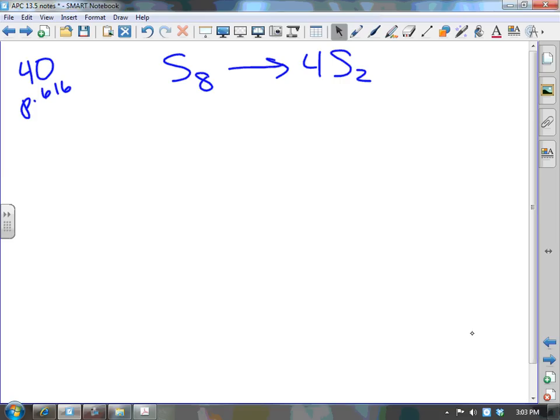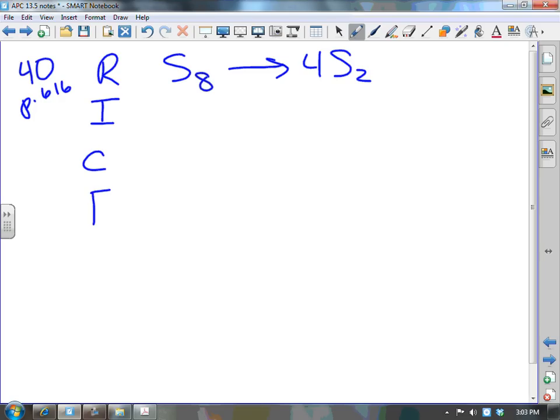All right, page 616, number 40. What we have here is a reaction involving sulfur that's basically changing its state from one form of a gas to another. They're saying a sample is placed in an empty container at an initial pressure of 1 atmosphere, where it decomposes to S2. At equilibrium, the partial pressure of S8 is 0.25 atmospheres. Calculate the value for K. So here's our reaction: S8 changing to 4S2.